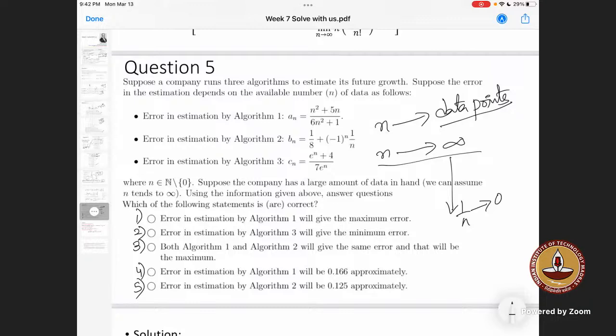In algorithm BN, is 1 by n multiplied, sir? Minus 1 whole power n. You treat it like this: minus 1 whole power n divided by n. Simple.